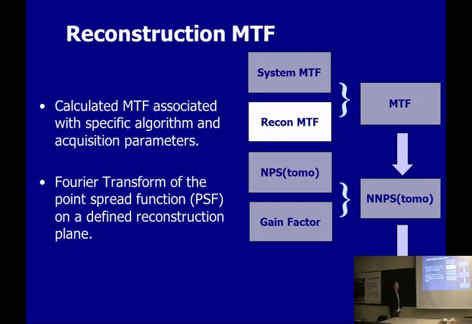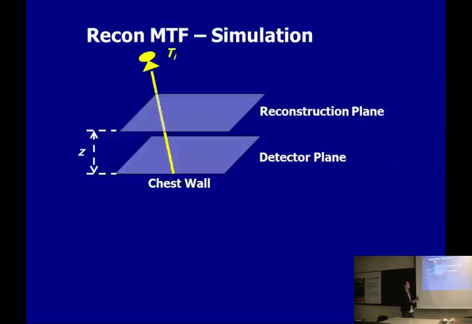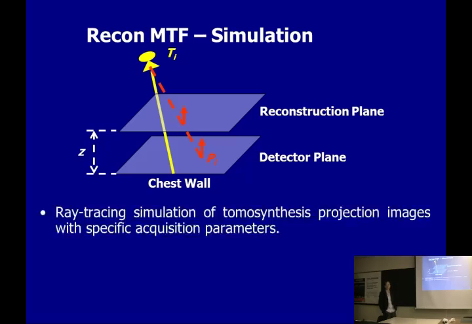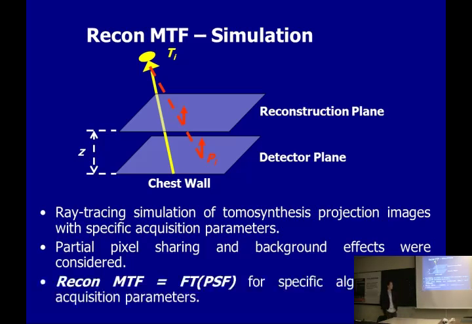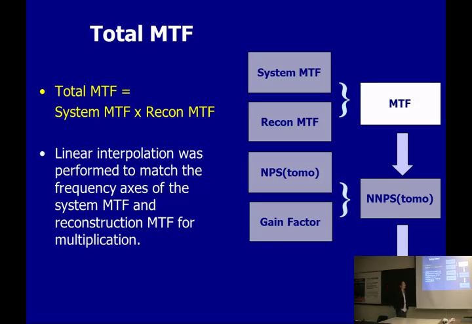For the reconstruction MTF, we do computer simulations to compare different reconstruction algorithms. We simulate the projection images and then compute the spatial properties. For example, we can assume there is an object at certain locations, three-dimensionally, in the simulated projection images, and we use the reconstruction algorithm to reconstruct and evaluate the result. Then we do some computation and combine them together as the total modulation transfer function, basically to evaluate the signal performance.